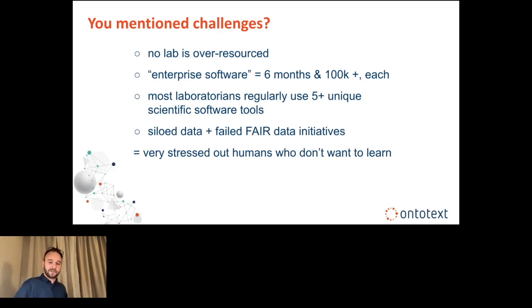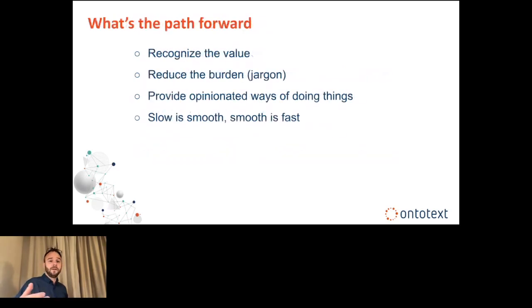So this results in every single laboratorian being overworked because they're using 5+ unique software science tools in their everyday use, which then in turn results in very siloed data and failed FAIR data initiatives, because the humans in the labs that are already on the edge of burnout don't have time to learn what an ontology can do for them. And when a data scientist comes to them to categorize, it's too much. It just pushes them too far. And so from those challenges, I think the path forward becomes really clear.